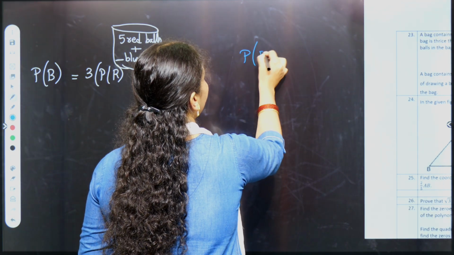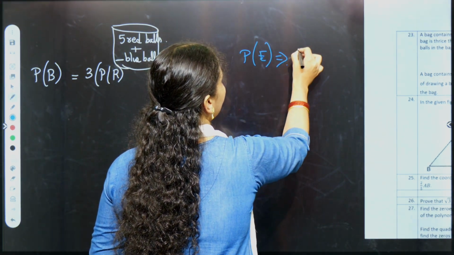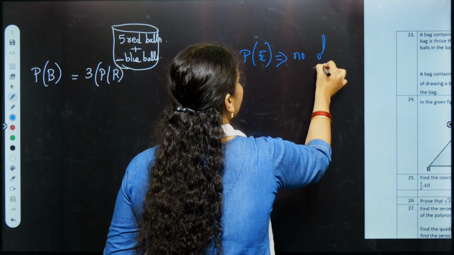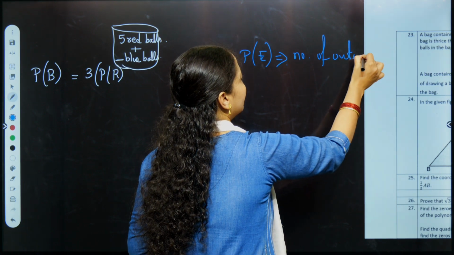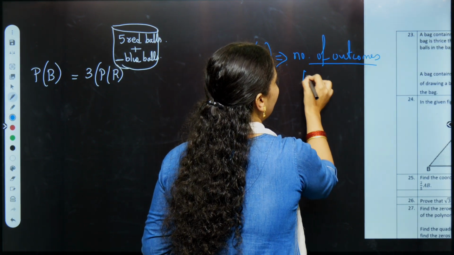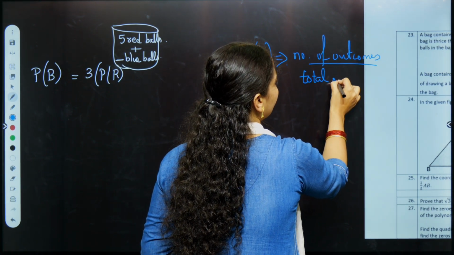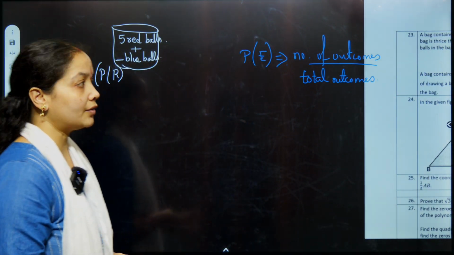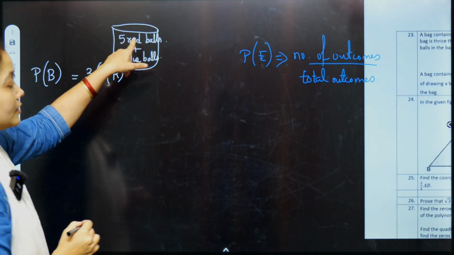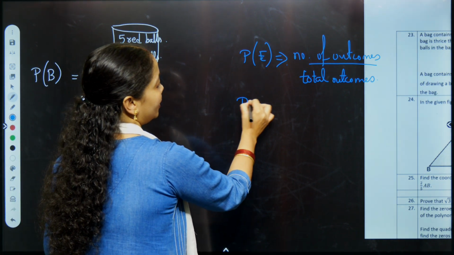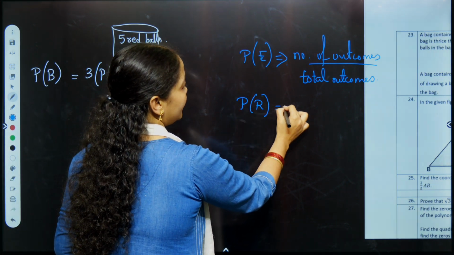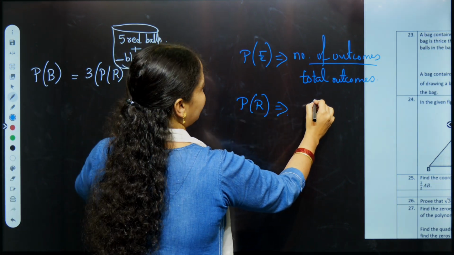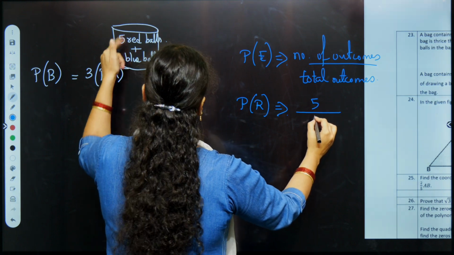So probability of an event is always equal to number of outcomes by total outcomes. So if I want to find the probability of red balls, it is the number of red balls that I have, that is 5, divided by the total number of balls.